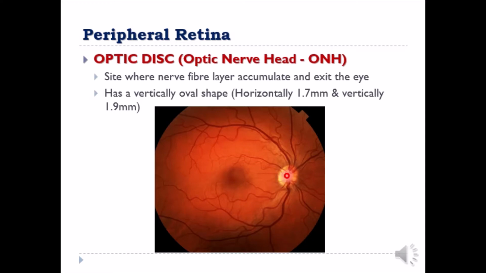So what are the things you need to remember about the optic disc? One, the optic disc is a place where the nerve fibers from the peripheral retina, as well as from the central retina, get collected and go out of the eye. So it is known as the optic disc or optic nerve head. It has the shape of a vertically oval. Why is it vertically oval? Because the vertical dimension is more than the horizontal dimension.